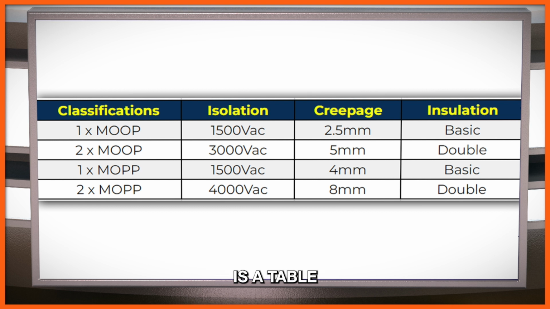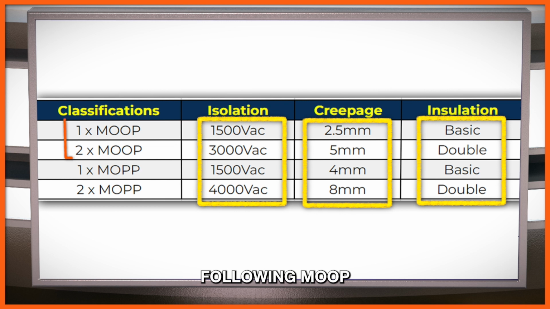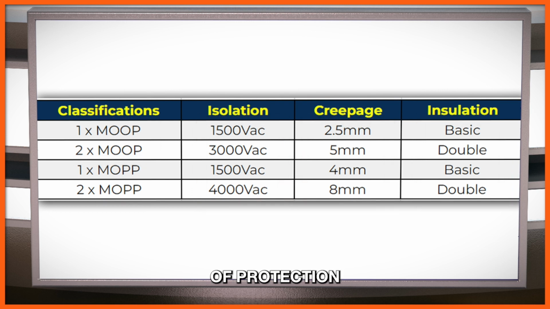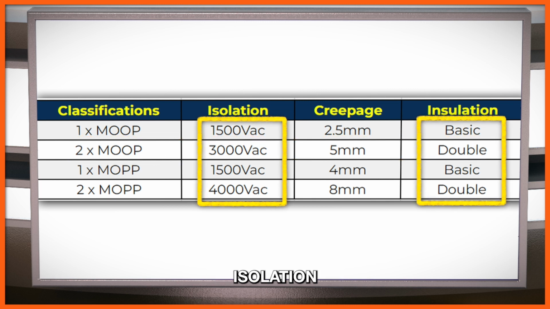The following is a table of the IEC 60601-1 insulation voltages, creepage distances, and insulation requirements for the following MOOP and MOPP classifications. As you can see here, as we increase the means of protection, 1 times basic and 2 times double, the insulation, isolation, and creepage distances increase.